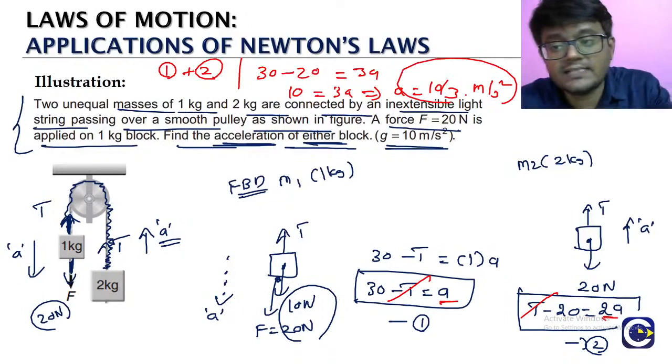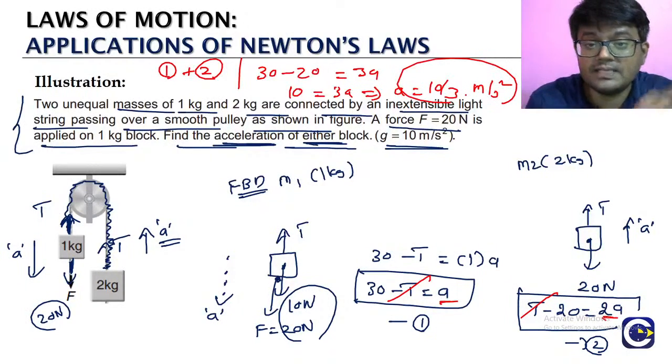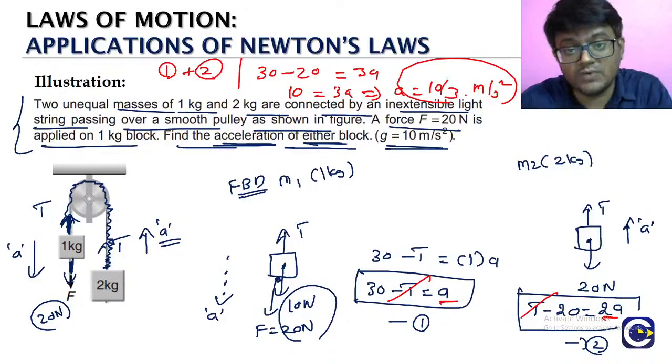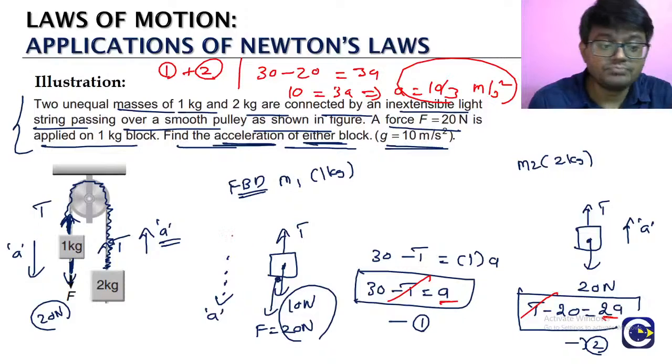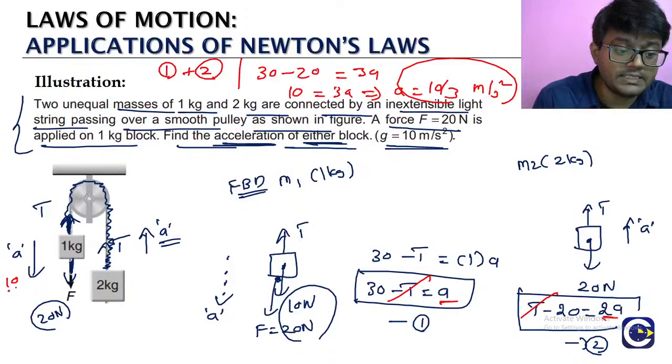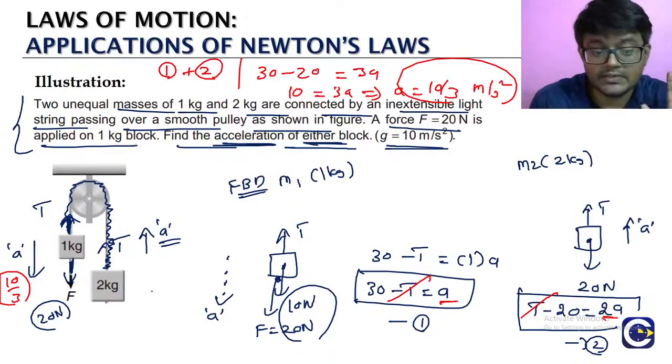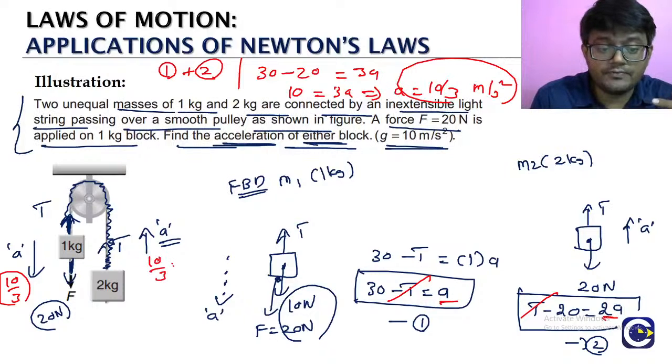So here also the acceleration of these blocks is 10 by 3. But there is a difference from the previous value. What is it? In the previous case, when this force F is not there, 2 kg was going down, 1 kg was going up. Now 1 kg is going down with how much acceleration? 10 by 3 meter per second square. 2 kg is going up with that same value of acceleration.